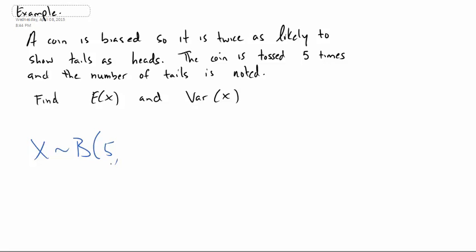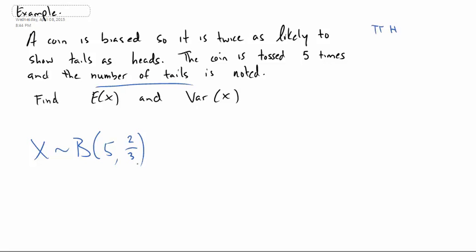And what's the probability of a success? Well, what are we measuring? We're measuring the number of tails. What's the probability of getting tails? It's twice as likely to show tails as heads, so that means we could think of it as being tails, tails, heads. It's twice as likely to show this. It's not 1/2. So the probability of success is going to be 2 out of 3.